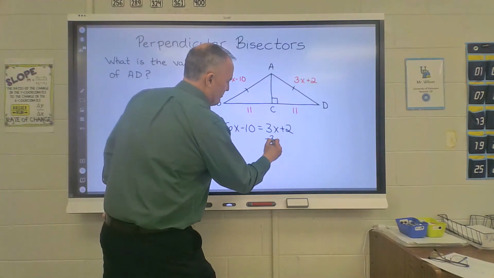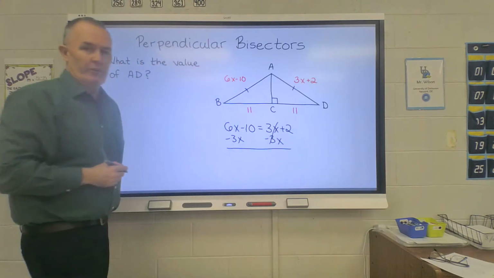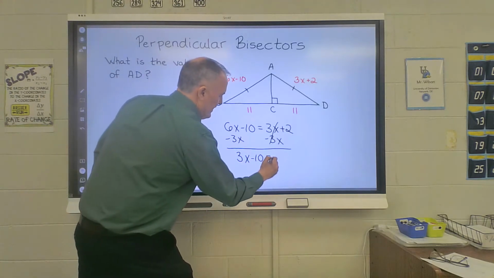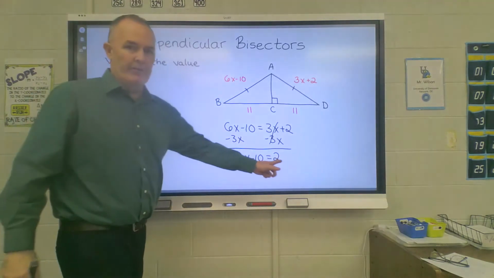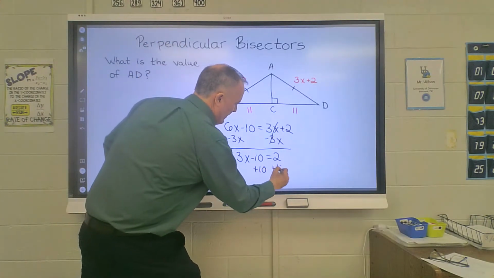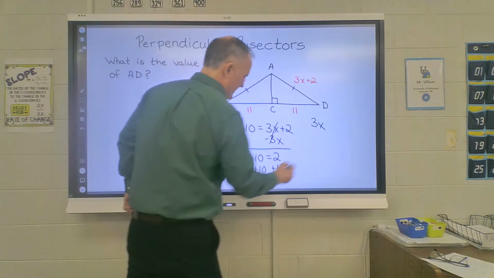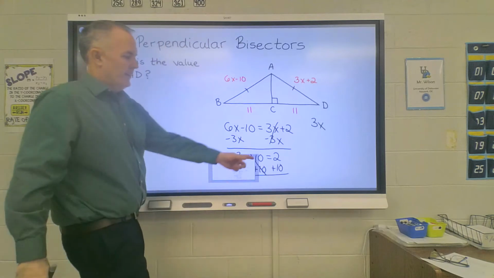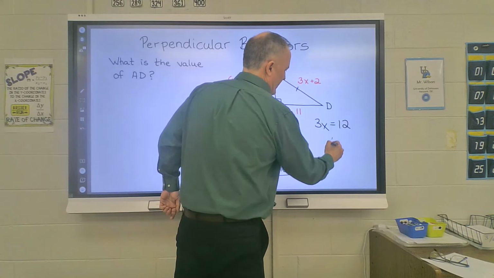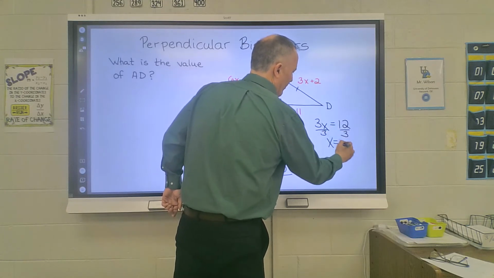Now all we're doing is solving it algebraically. So I'd subtract 3x from both sides. It cancels out the 3x over there. I get 3x minus 10 equals 2. I want to move the 10 over, so I have to add 10 to both sides. And as I run out of room, we'll rewrite it up here. That will give me 3x equals 12. So if I divide both sides by 3, x is going to be 4.